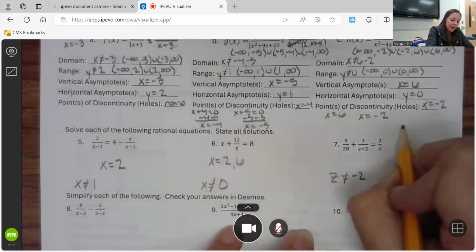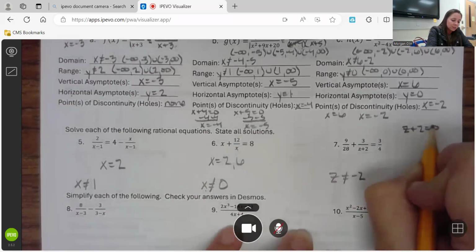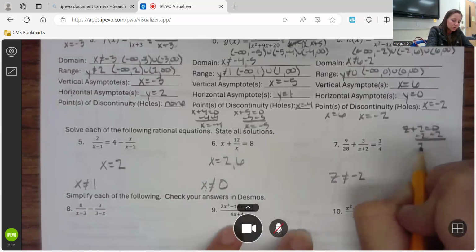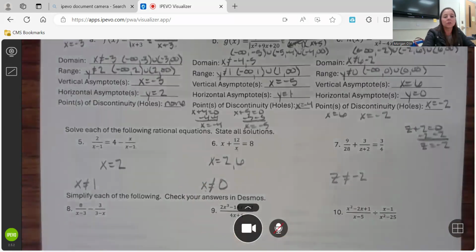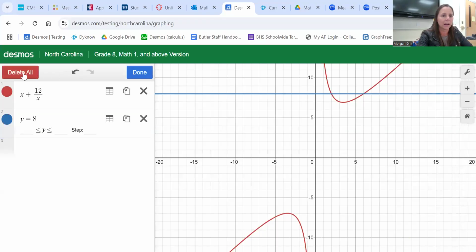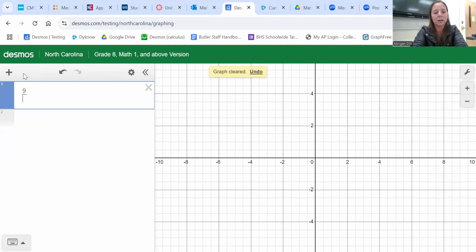-2. And how I'm getting that is I'm setting z plus 2 equal to 0, and I subtract 2. So z equals -2. And again, some of you can just eye it. All right, so let's go plug this in. Now, what if they never cross? So what's our answer? It should be no solution. I don't know if this one's one of those, but let's check.